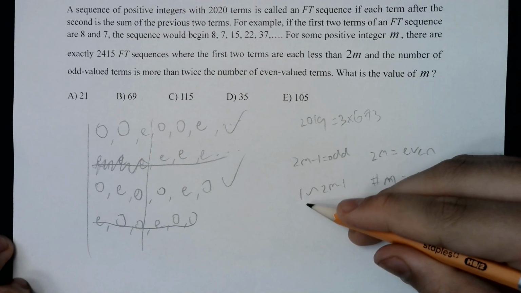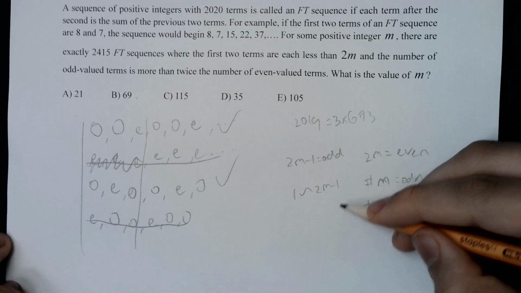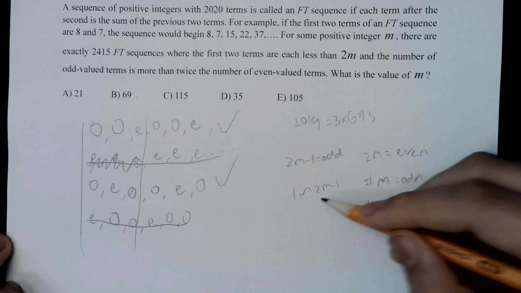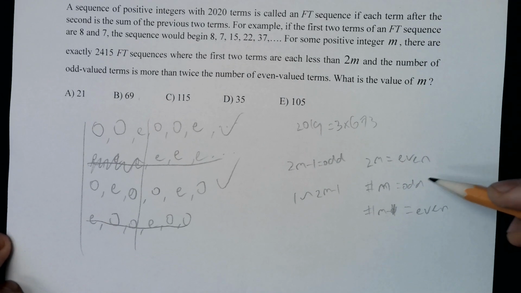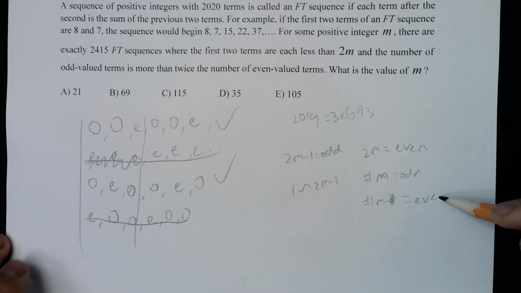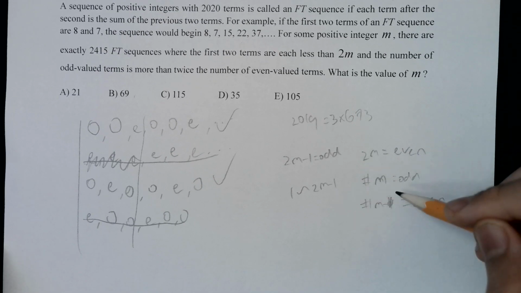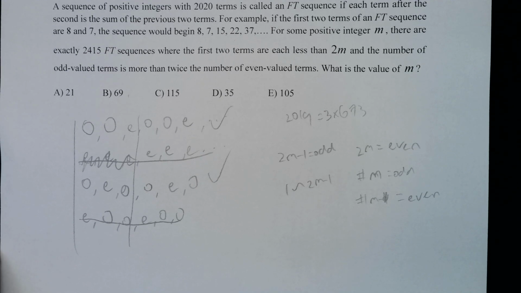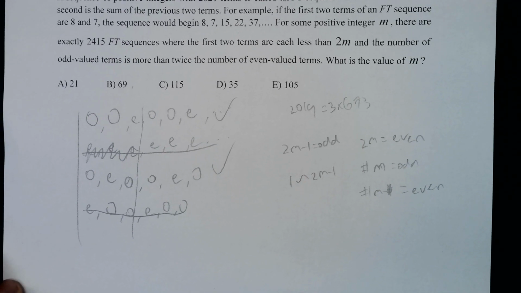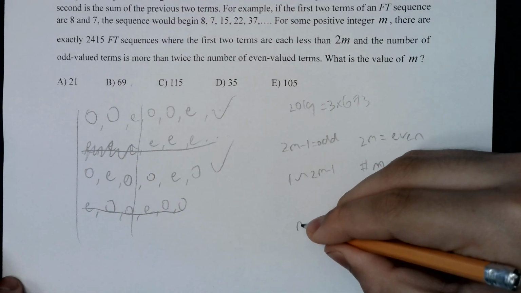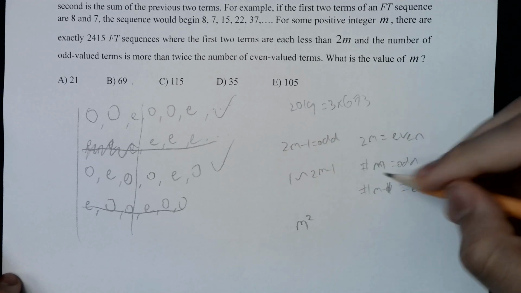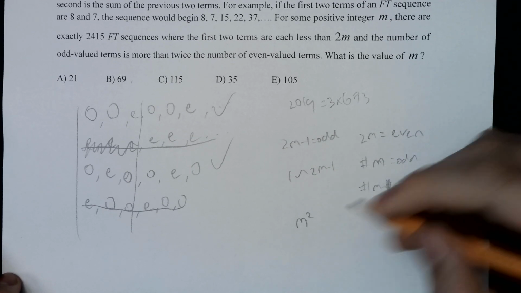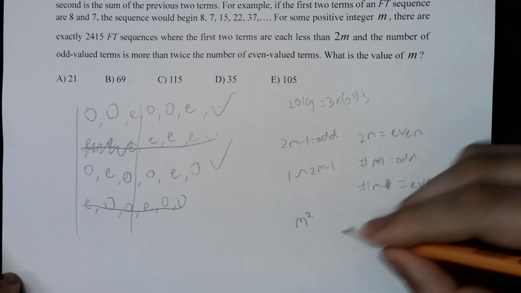Well, because 1 is odd, and 2m minus 1 is also odd. So this means that both ends of the sequence are odd, and obviously there's going to be one more odd number compared to even numbers. So we just divide it by 2, and then we add 0.5. Now this means that the total number of possibilities that we have should be just m squared. Why? Well, for our first term, there's m possibilities for odd numbers, and for our second term, it's also going to be m different possibilities. So it's just going to be m times m, or m squared.